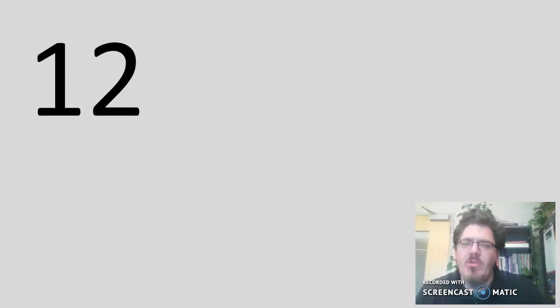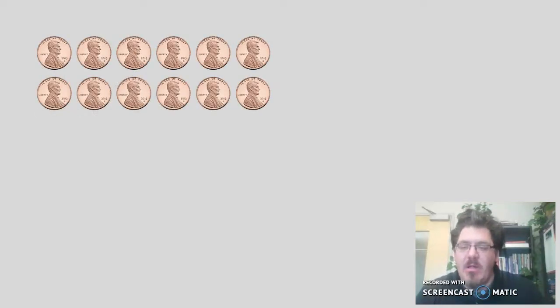Let's start with an example to illustrate what the standard is asking students to do. Suppose that we are given the number 12. The goal is to break the number 12 down into a group of 10 and then some leftover ones. Let's use some visuals to illustrate what we mean. Have your child count out 12 objects. We'll use pennies on the screen.